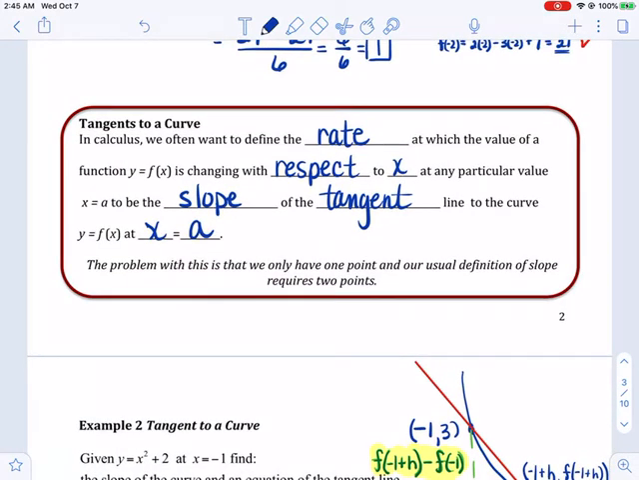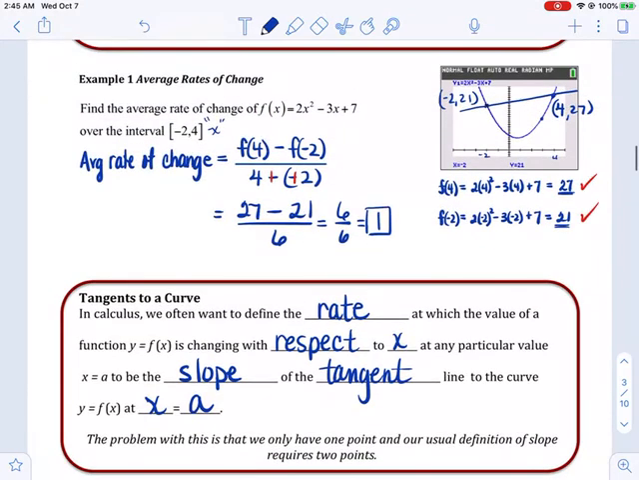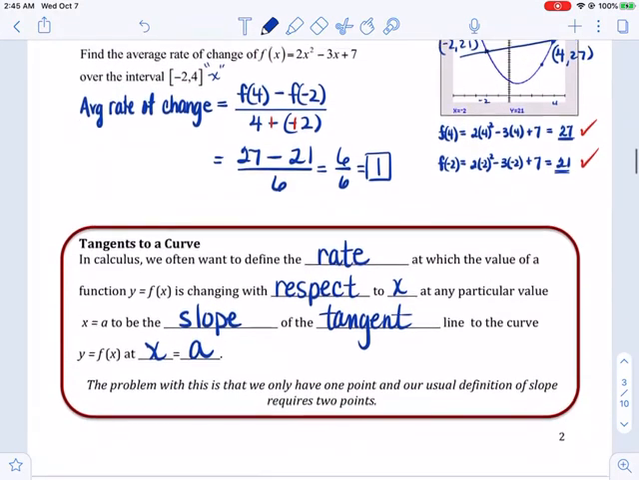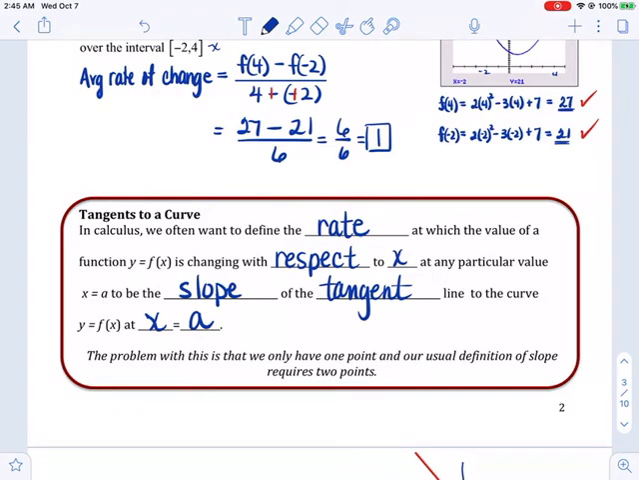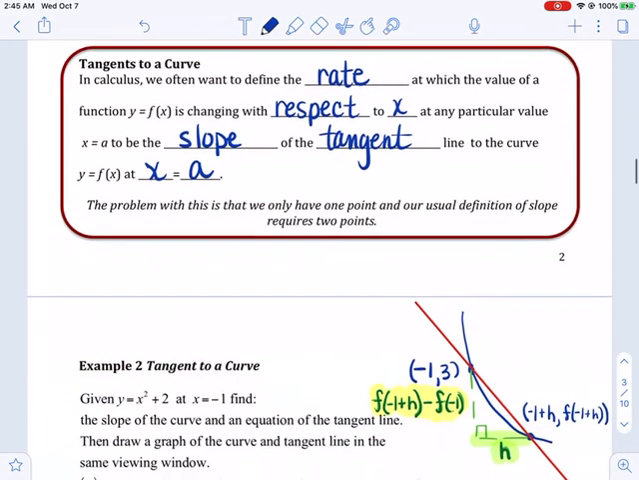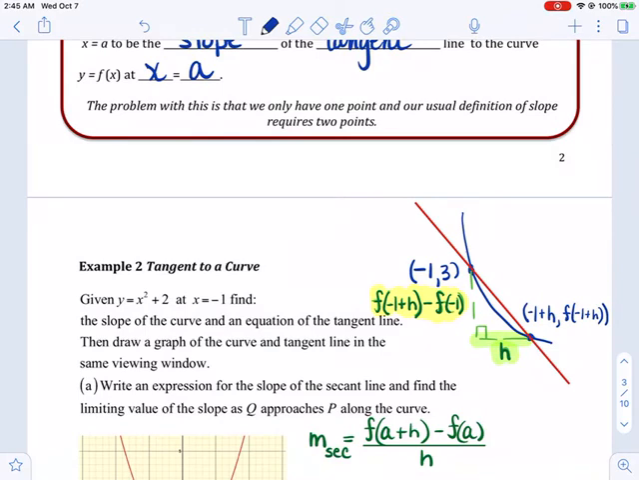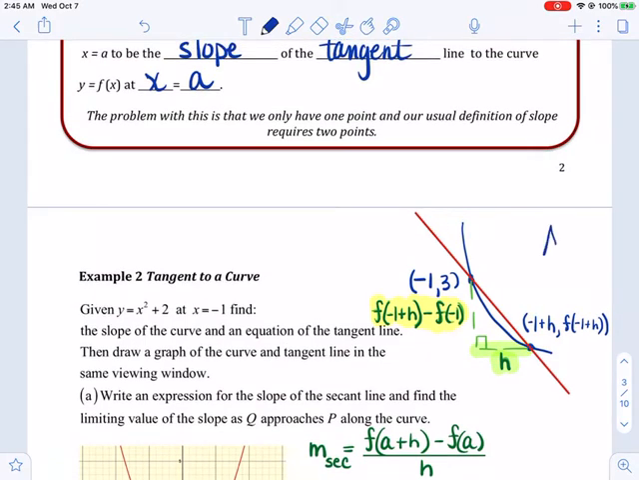Okay, the problem with this is that we only have 1 point. In this previous problem, we had 2 points, and we got the average slope. Here, we are only going to have 1 point, and our usual definition for slope requires 2. So what we're going to eventually look at is a situation like this. I'm going to do this informally first, where we consider 2 points really close to one another on a curve, so close that h goes to 0, and you'll be right on top of (-1, 3) in this case.